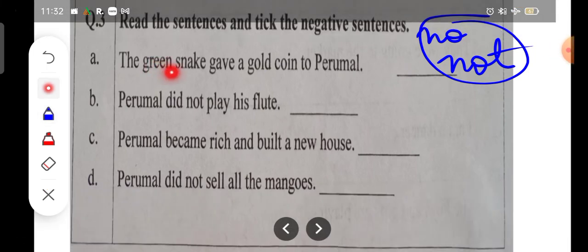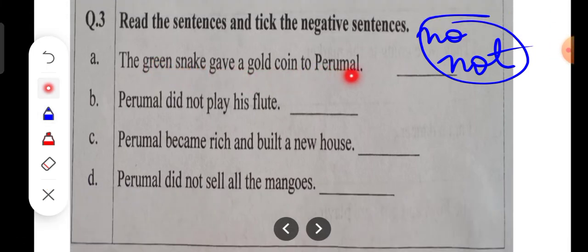The green snake gave a gold coin to Perumal. No. Perumal did not play his flute. Yes, we can see did not over here. So we will tick. Perumal became rich and built a new house. It is not there. Then next one is Perumal did not sell all the mangoes. So yes, you can see did not. So put a tick. So these two sentences are only negative. Rest are all positive. So these are the answer keys, children.